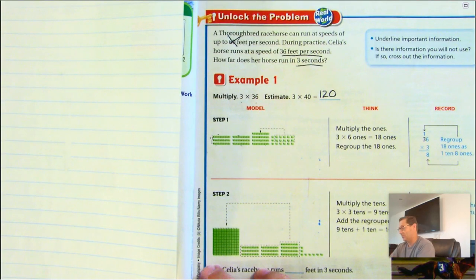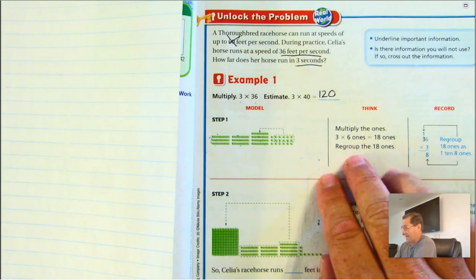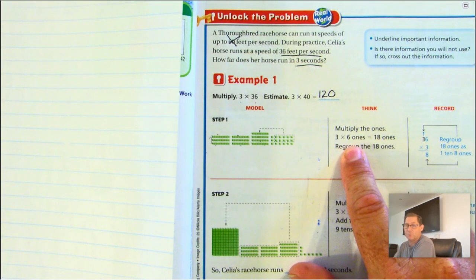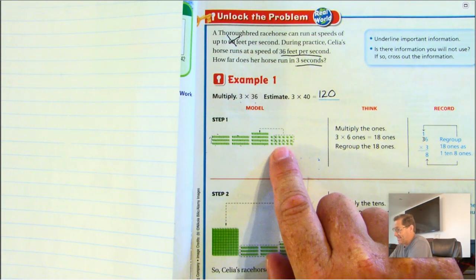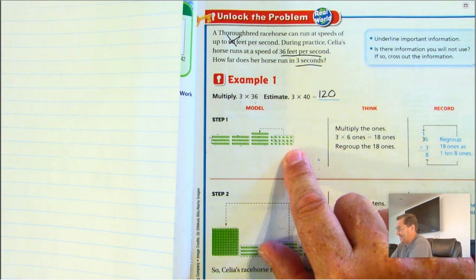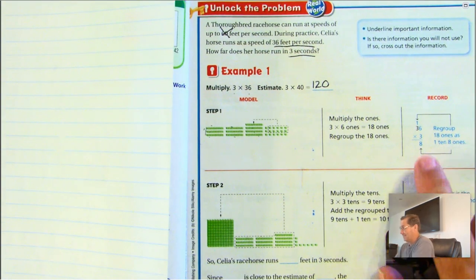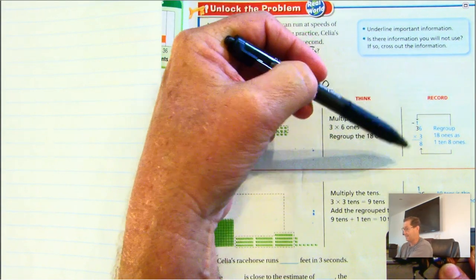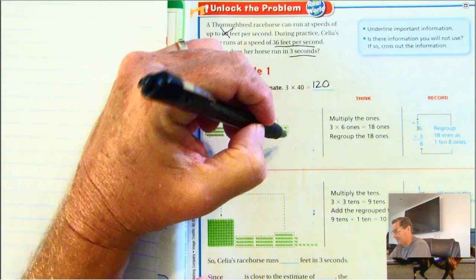And so step 1, if we're just multiplying the numbers, we're going to multiply the ones. We're going to say 3 times 6 ones equals 18 ones. And that's what you'll see here. We have 18 ones. 6, 12, 18. So we're going to regroup 18 ones as 1 ten and 8 ones. And you can see that visually with this box here.